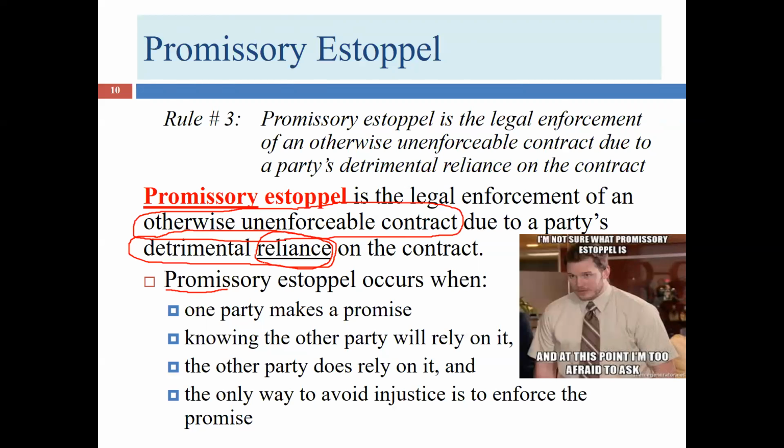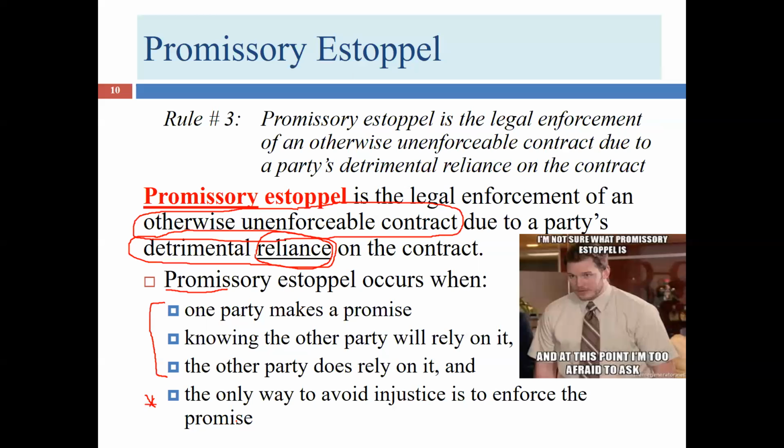renting the reception hall, that he was renting the tuxedo. She knew it because he probably told her, but also she knew it just kind of common sense. You're getting married, obviously you're going to have to make some arrangements. And then the person actually does rely upon it. It's not just that he could have relied upon it, but he actually did rely upon it. And then this is the real kicker. Usually those first 3 fall into place really nicely. This is the one that might be a bit more of a challenge, and that is the only way to avoid injustice is to enforce the promise, at least to some degree.